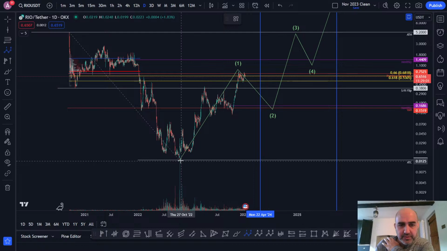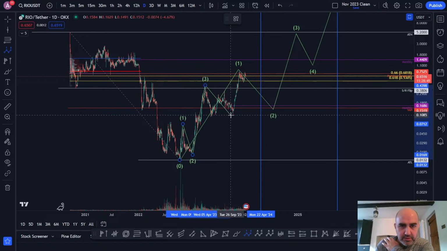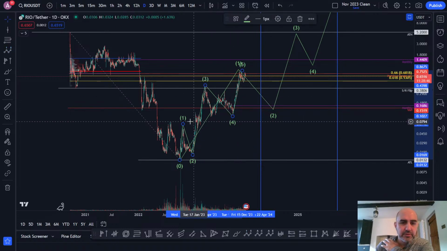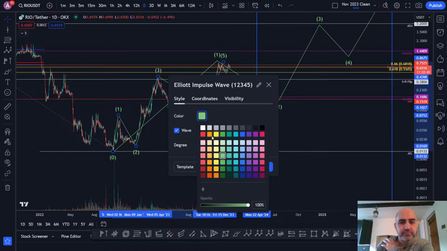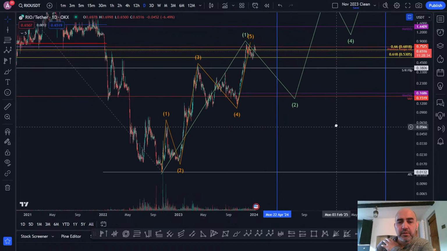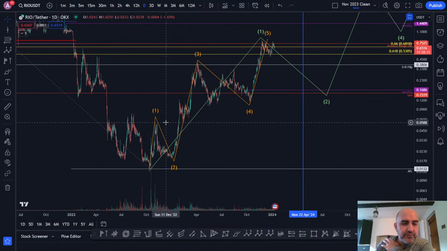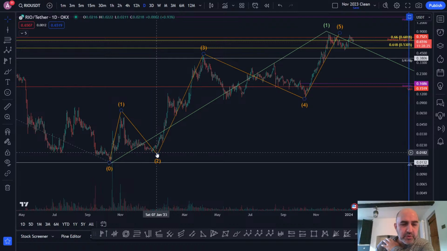Maybe, look, maybe it's a 1, 2, 3, 4, 5. That would work too. Let me recolor that. So you see the difference. That's your 1, that's your first impulse. 2, correction. 3, that's the real move of the wave 1.